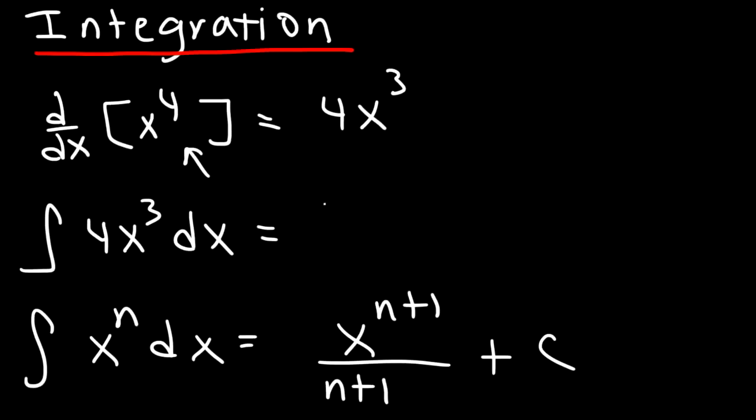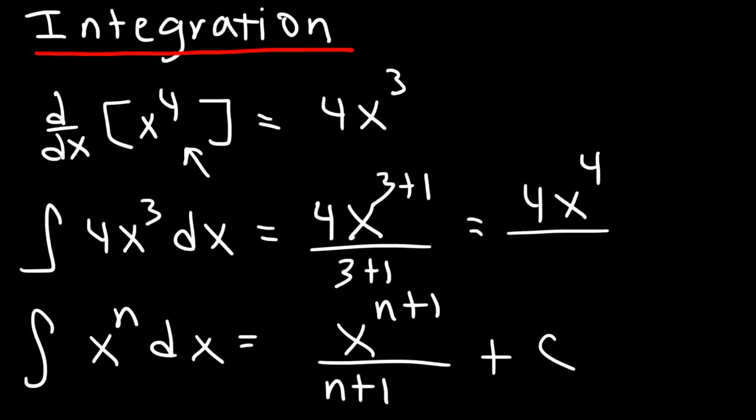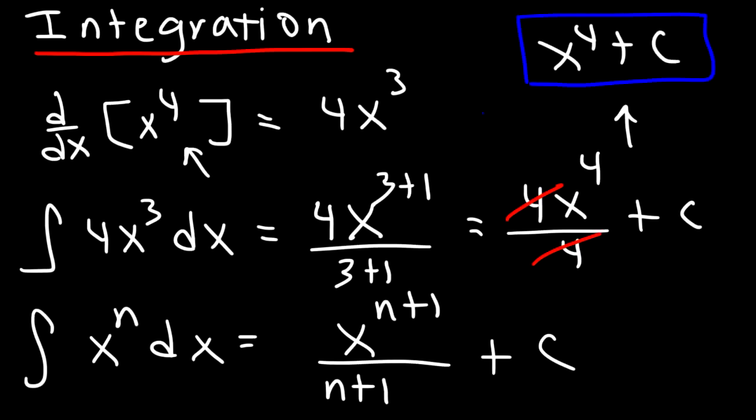So this is going to be 4x to the 3 plus 1 divided by 3 plus 1. So that's 4x to the fourth over 4. And let's not forget to add plus c. And so as you can see, we get x to the fourth plus some constant. So integration is the opposite process of differentiation. So you can call it anti-differentiation.